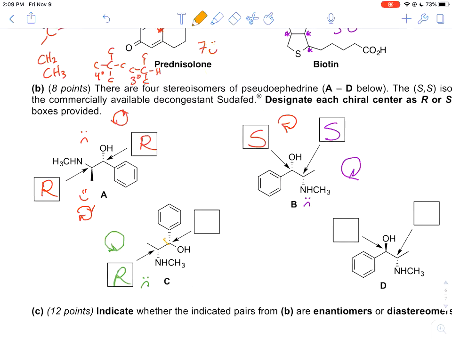This one, hydrogen's coming forward. We're looking at it the wrong way. 1, 2, 3, looks like R, actually S.